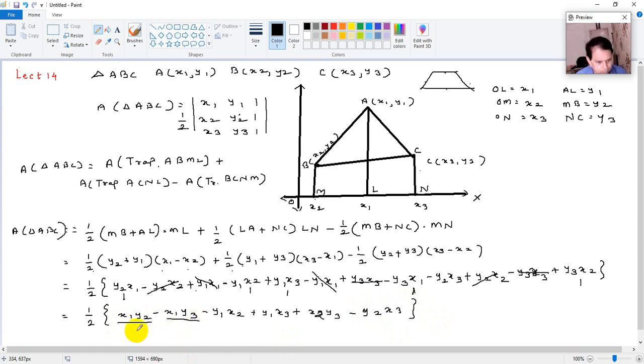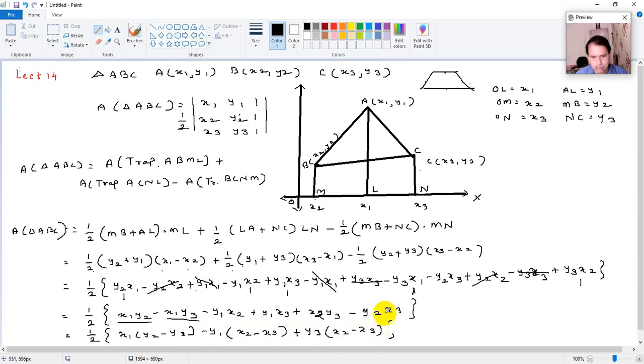Correct? So from these two terms, I can take x1 common. So it will be 1/2 inside the curly bracket: x1 into (y2 minus y3). Then it will be minus y1. Suppose I take it common, so minus y1 means inside the bracket it will be (x2 minus x3), because you are taking minus y1 common. And plus y3 you are taking common, so from these two terms you will get x2 minus x3. Now it is right. Good.